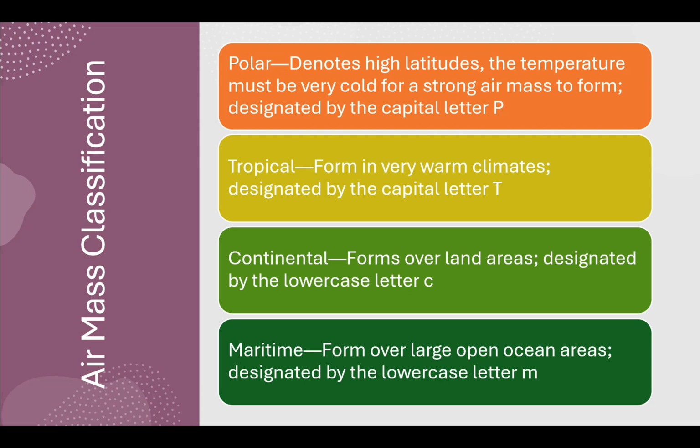With polar air masses, this is generally going to be air masses in higher latitudes. The temperatures must be very cold for a strong air mass to form, and the polar air mass is designated by the capital letter P. Tropical air masses form in very warm climates. They are designated by the capital letter T. Continental air masses form over land areas. So continental, think land, designated by the lowercase letter c. And then maritime air masses form over large open ocean areas, and they are designated by the lowercase letter m.